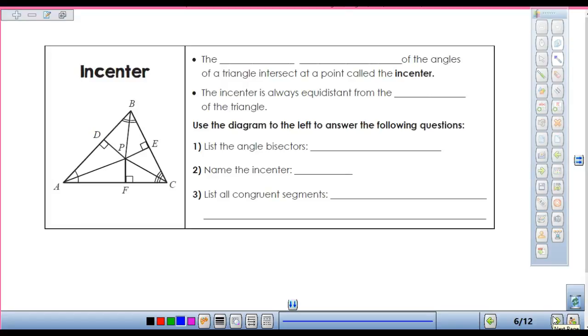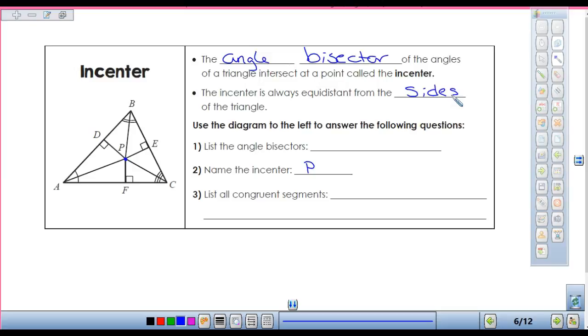Alright, so circumcenter is perpendicular bisectors, right? Alright, so the incenter is where the angle bisectors of the angles intersect at a point. The incenter, okay, which is point what? P. Right? The incenter is equidistant from the sides of the triangle.